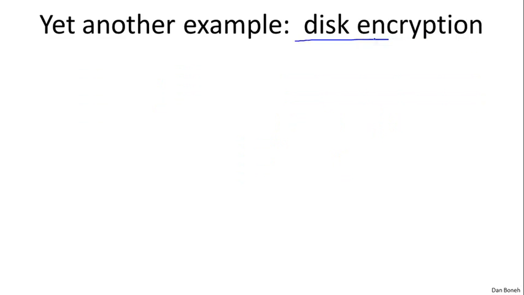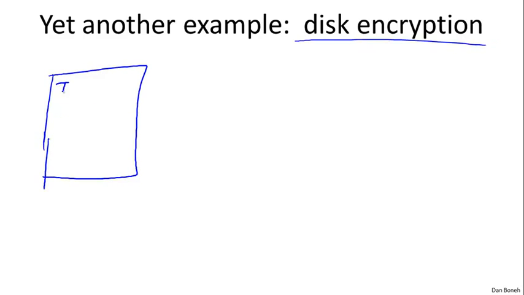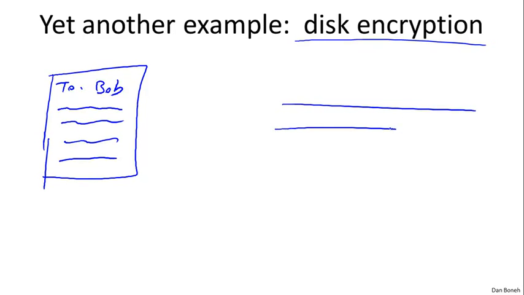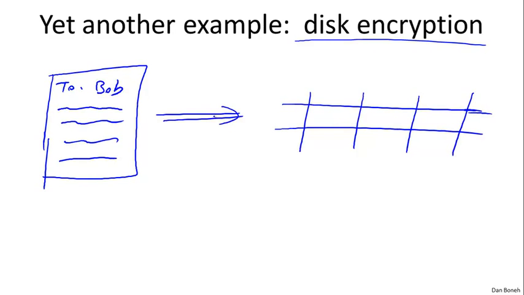And the last example I want to give is in the context of disk encryption. So imagine we have a certain file, and maybe the file begins with the words "to Bob," and then the contents of the file follow. When this is stored on disk, of course, the file is going to get broken into blocks, and when we actually store this on disk, things will be encrypted. So maybe "to Bob" will go into the first block, and then the rest of the content will go into the remaining blocks.